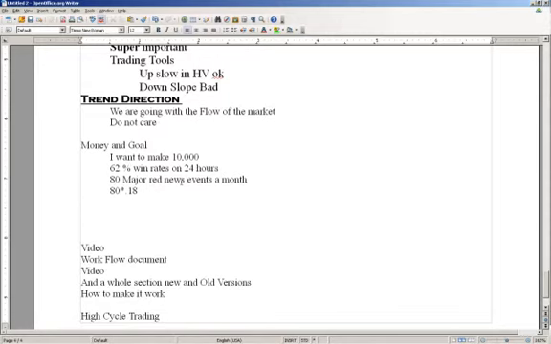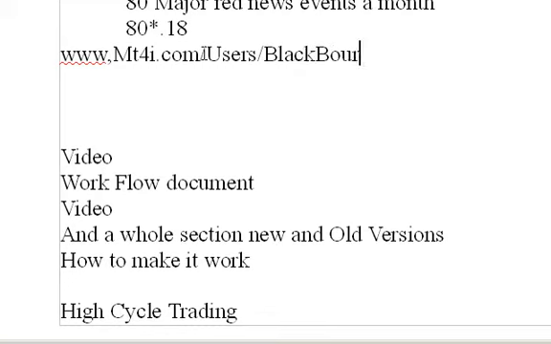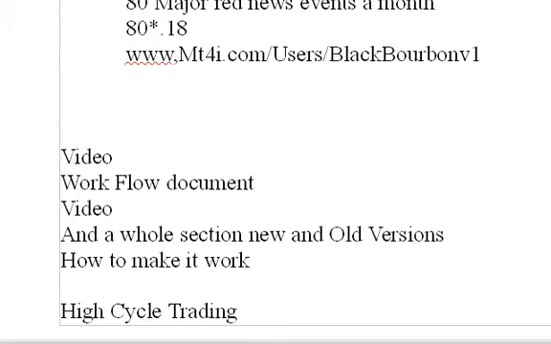So you have to figure out this win rate. So money and goals, we need to get your win rate, and you can look at this model at www.mt4i.com/users/BlackBourbon V1. Okay, so I'll make some more videos about this. All right, thanks.